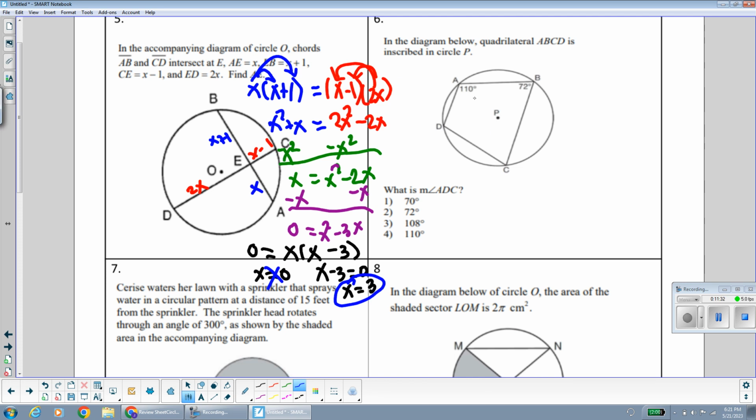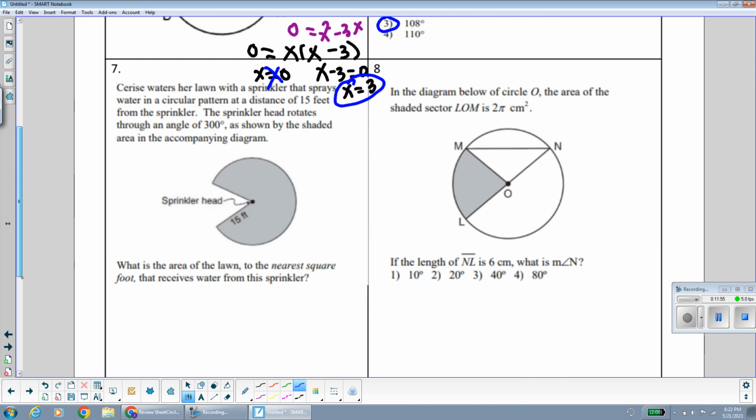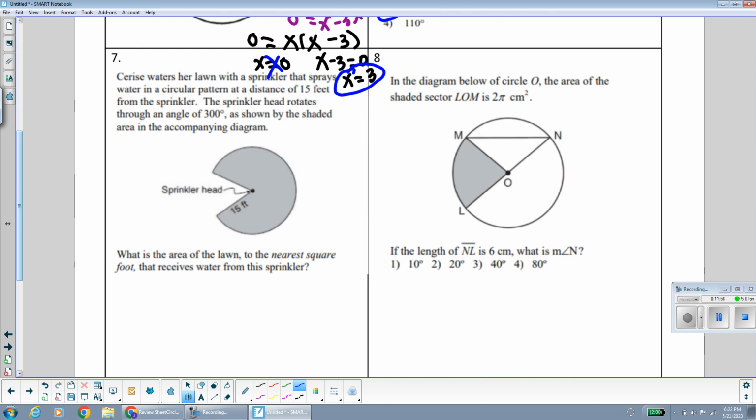So that means if this angle here, A, is 110, angle C needs to be 70 degrees because opposite angles are supplementary. And if this is 72, angle B, then the angle opposite from it needs to be 180 minus 72, which is 108. So I found my answer. Angle ADC is 108 degrees. Okay, moving down over here. I noticed the word area. What is the area? So I'm going to be talking about sector area here because we're talking about the area of a section of a circle.